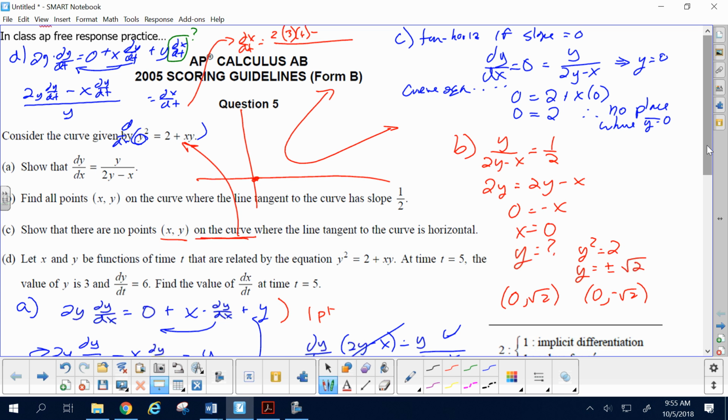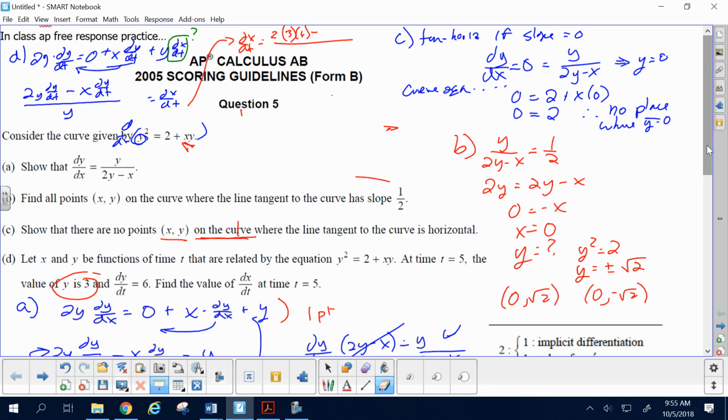Yes, I can plug 3 in to where? I got equations all over the place. I got the original curve. I got its derivative. I got its new derivative. Where do I put 3 in? 3 into the original curve. Okay, so if I plug 3 into the original curve, I'm asking when y is 3, what is x equal to, so I can substitute into my derivative. Well, if I plug 3 in, I get 9 equals 2 plus 3x. So what's x?